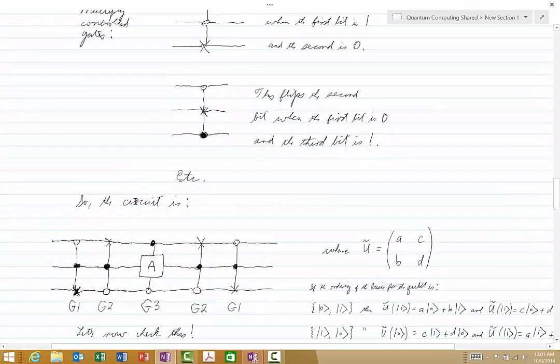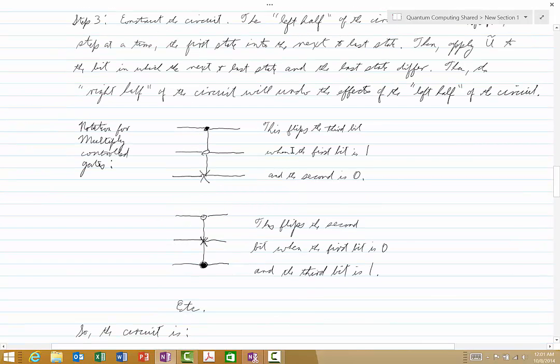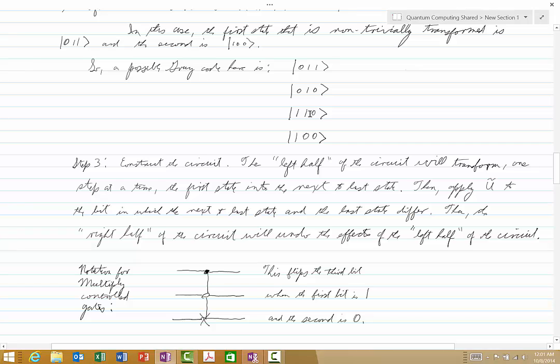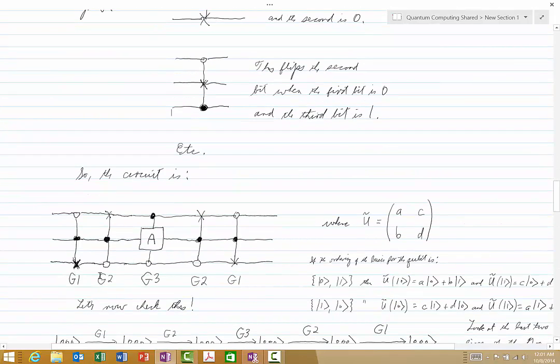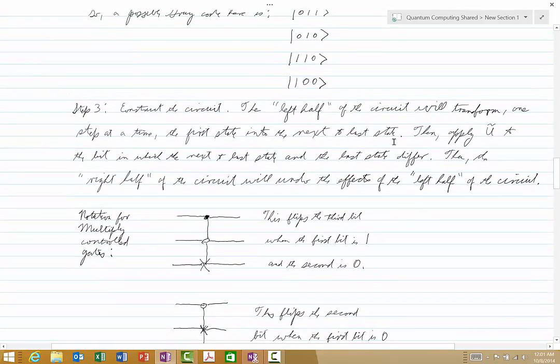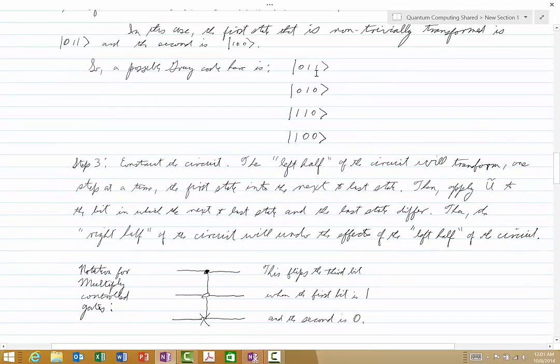So this gate, which I've labeled G2, will get us from here to here. Now, when we get to this next to last state, notice what this is saying: the left half of the circuit will transform, one step at a time, the first state into the next to last state. The left half is this G1 and G2. So that's what we've done.